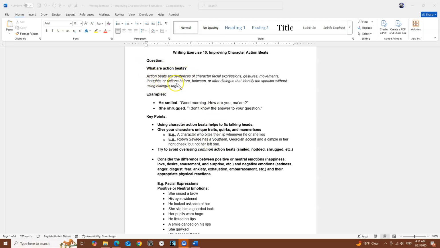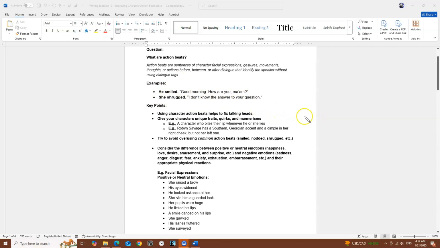Action beats are sentences of character facial expressions, gestures, movements, thoughts, or actions before, between, or after dialogue that identify the speaker without using dialogue tags. An example, or two examples, is: He smiled. "Good morning, how are you, ma'am?" Or: She shrugged. "I don't know the answer to your question."